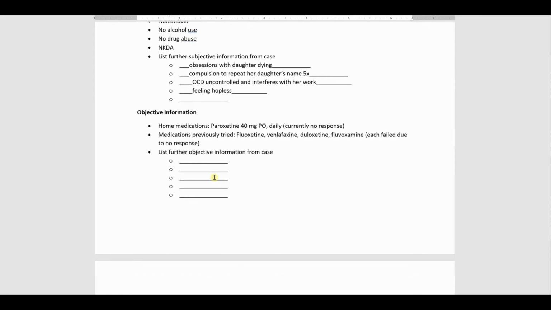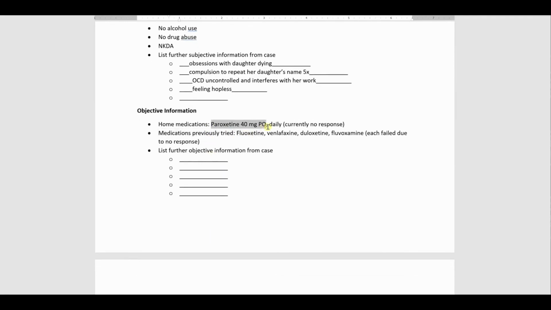In terms of objective information, you were given that she's on Paroxetine 40 milligrams daily with currently no response. She's also tried fluoxetine, venlafaxine, duloxetine, fluvoxamine. Each failed due to no response. So she has quite a long and significant history of medication non-response for her OCD. Some other information that's objective in this case would be her 10-year history of OCD.